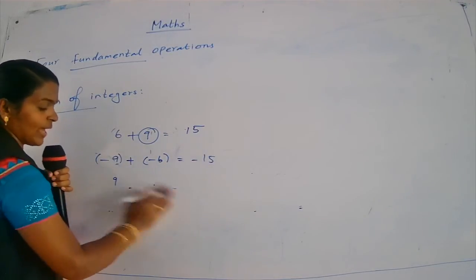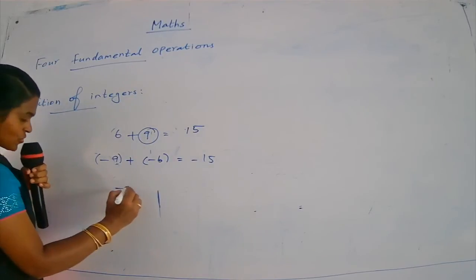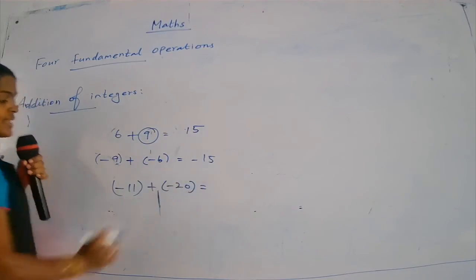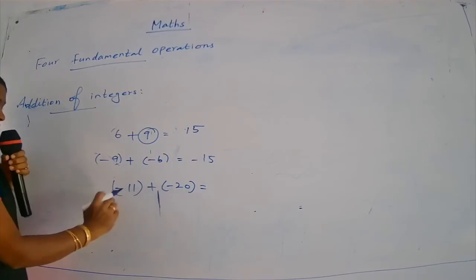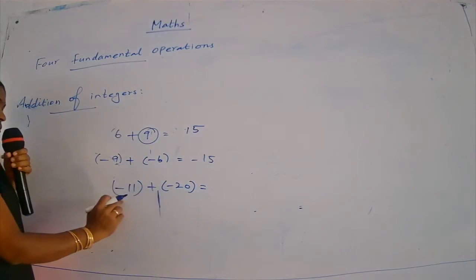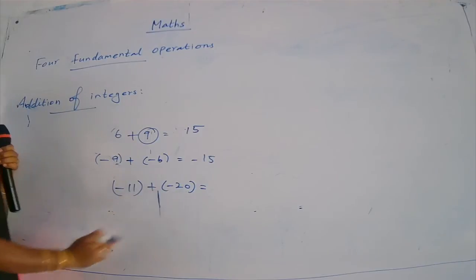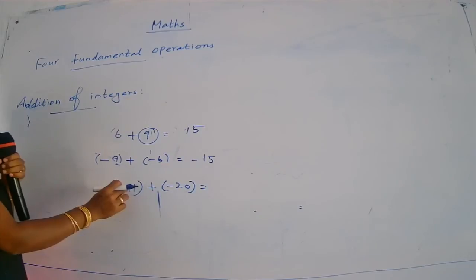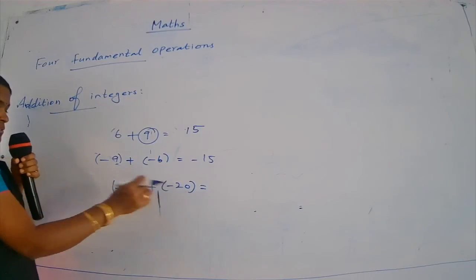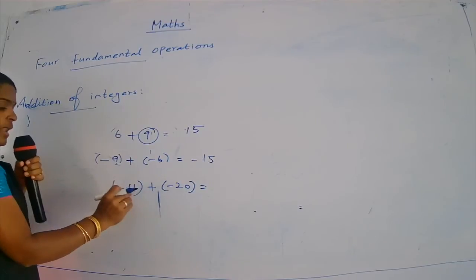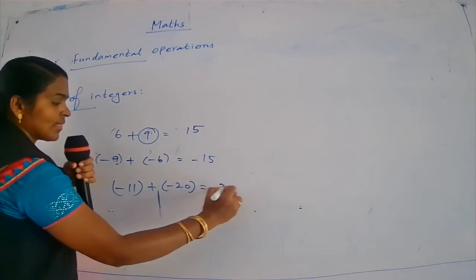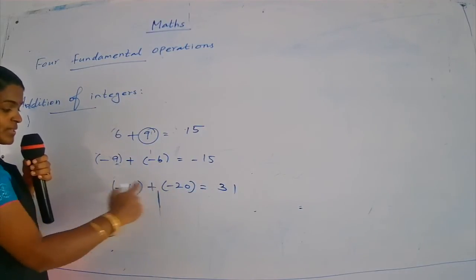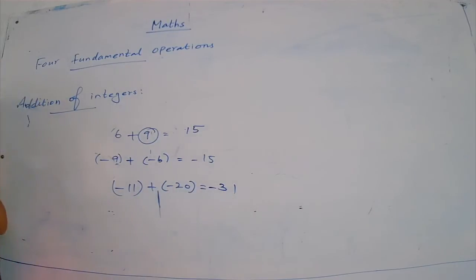Minus 15. Okay. Next, another example. Minus 11 plus minus 20. What is the answer now? You see that the integers have the same sign, minus minus, so we add the absolute values. Absolute value means only the numbers, no sign; only the numerals you have to add. So 11 plus 20 is 31. Then you put the same sign, which is minus. So you put the sign minus.